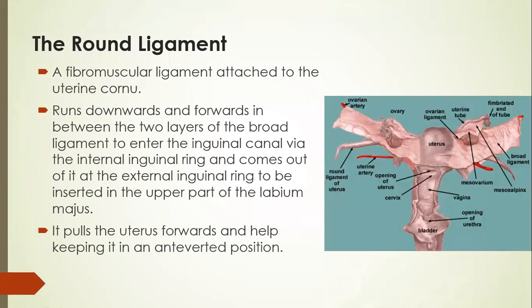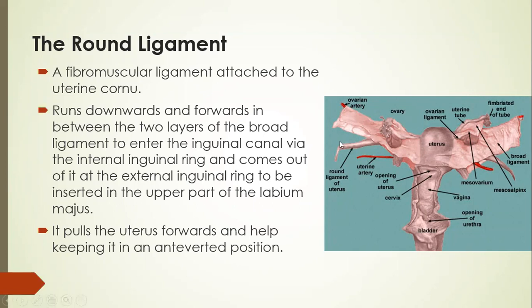Then we have the second structure called the round ligament. This is the round ligament here on either side, which will keep the uterus in its position. It is a fibromuscular ligament attached to the uterine cornu, and runs downwards and forwards in between the two layers of the broad ligament to enter the inguinal canal. It passes through the inguinal canal. In the male, the spermatic cord will be there in the inguinal canal, but in the female it will be the round ligament.